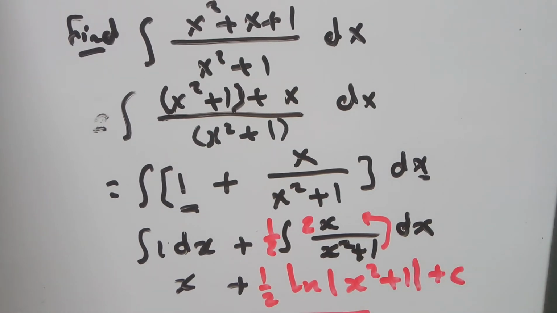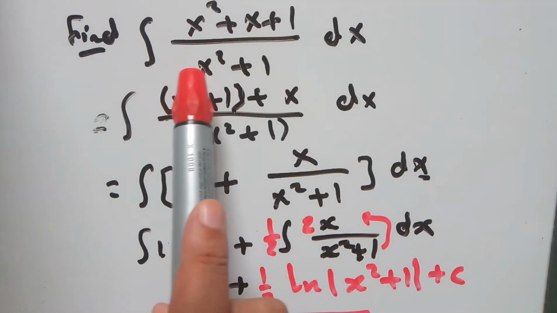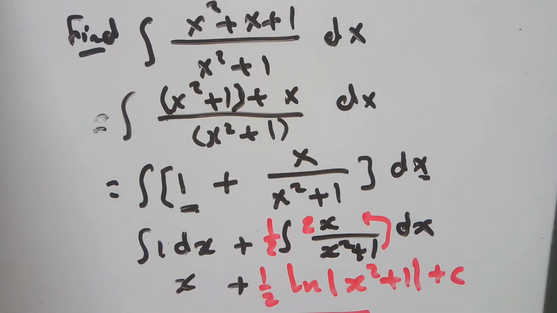I think this is an easy way to get the answer. Another way, you can divide x squared plus x plus 1 by x squared plus 1 by using long division. You will get the same form here and apply your rules or your theorem here.